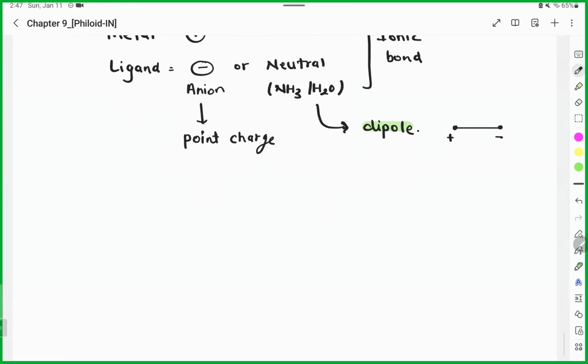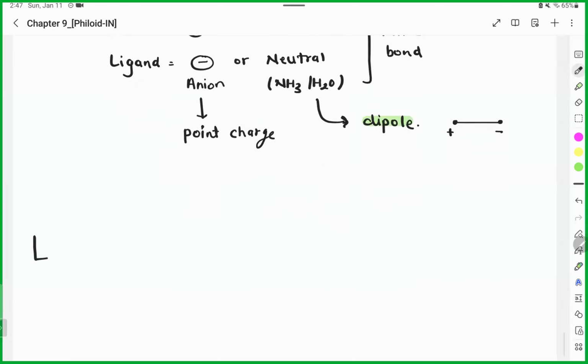Okay. If you take five d orbital, one, two, three, four, five. These are the five d orbital. All will have same energy, so we will call them degenerate.